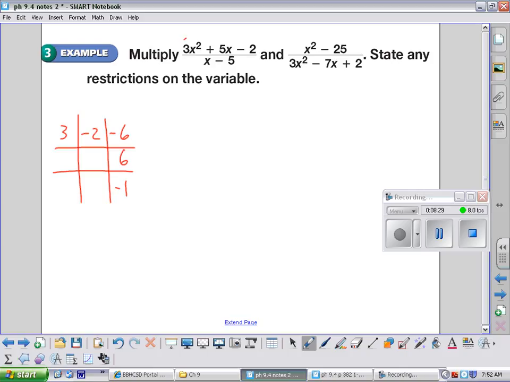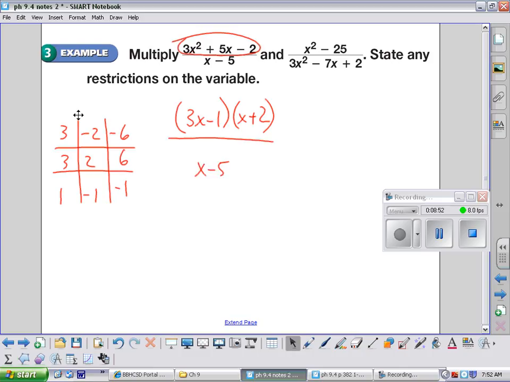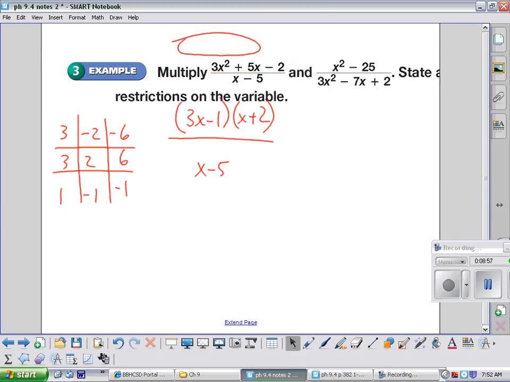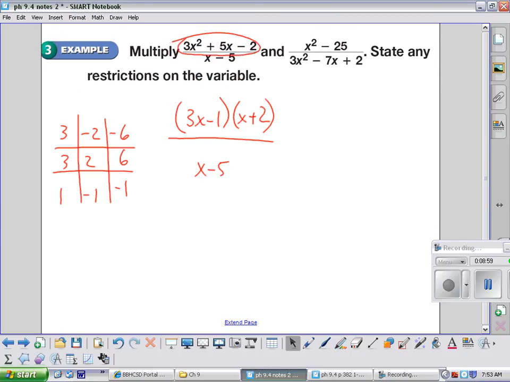All right. Factoring right here. All right, so we get in our box, we get 3 and 2 here, 1 and negative 1 there. So I get 3x minus 1 and x plus 2, over x minus 5. And then on the other side of that, I'll do that in a different color here. Go ahead and factor this guy.